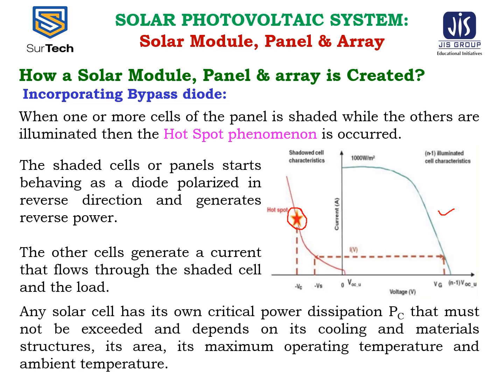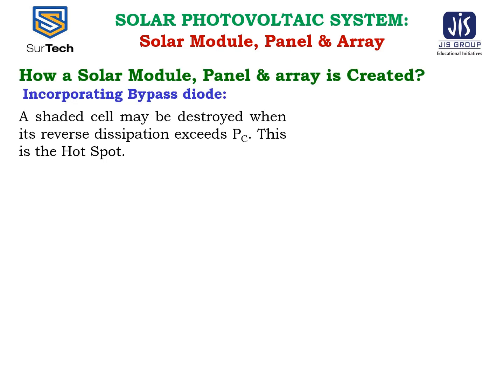Any solar cell has its own critical power dissipation, that is PC, that must not be exceeded and depends on its cooling and material structures, its area, its maximum operating temperature and the ambient temperature also. So a shaded cell may be destroyed when its reverse dissipation exceeds the critical power PC. This is the hotspot.